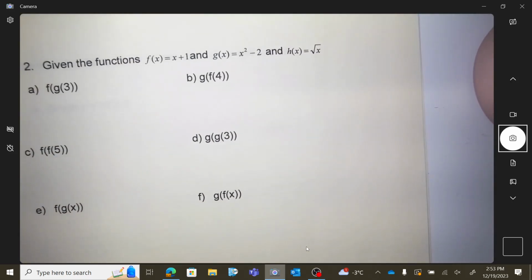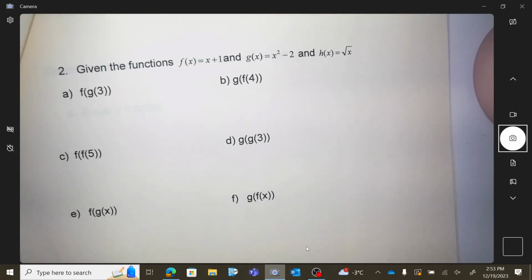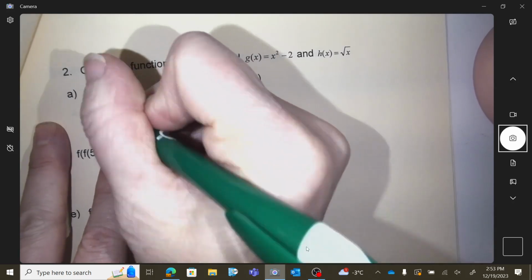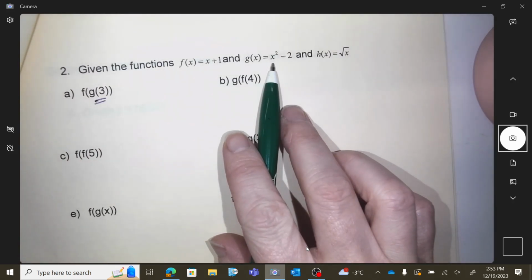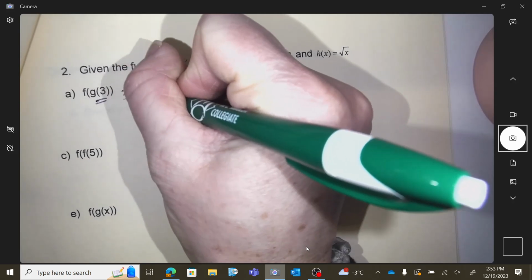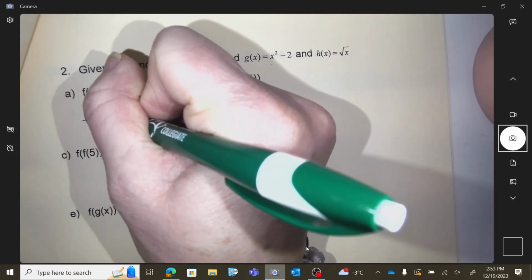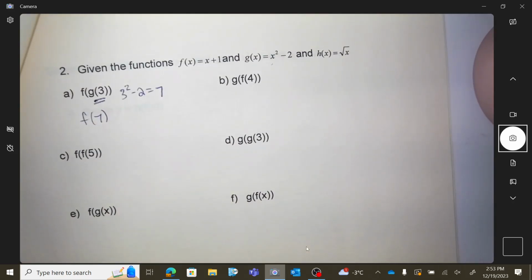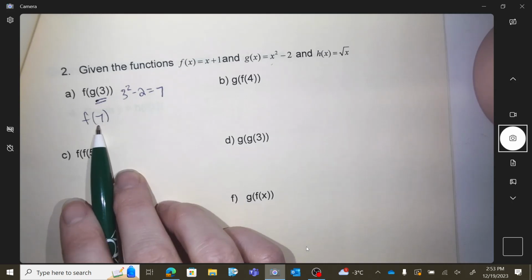Okay, this is also the same idea, but now it's on equations instead of graphs. So what is the G of 3? Can you put a 3 into that? So 3 squared minus 2 is 7. So now, what is the F of 7?